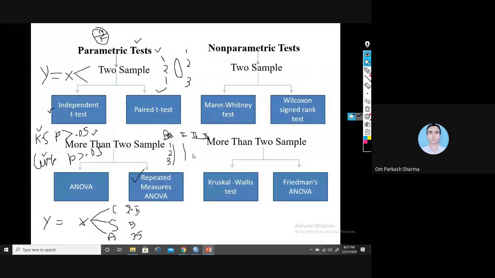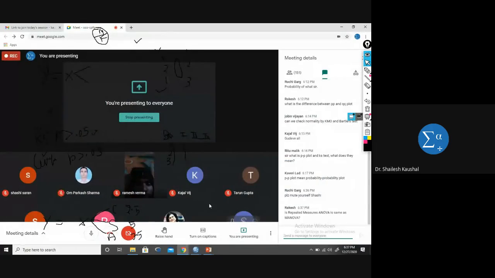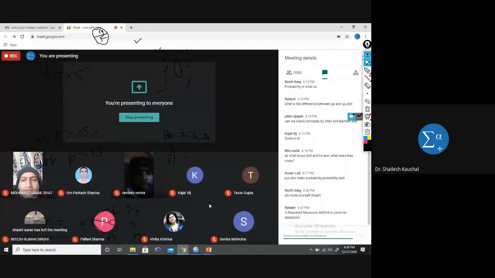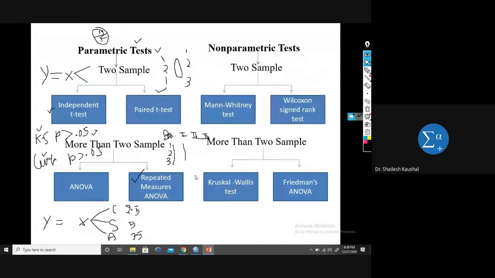Okay, so where does this p value come from, sir? The p value will come from the analysis that I will do. Right now I am only explaining the theory of these tests. So I will take the case study and perform the independent t-test or ANOVA, paired t-test and repeated measures ANOVA. From the output, I will interpret what the p value is. If p value is less than 0.05, it means there is a significant impact. Right now I am only explaining the theory, then I will take the case study of each test.